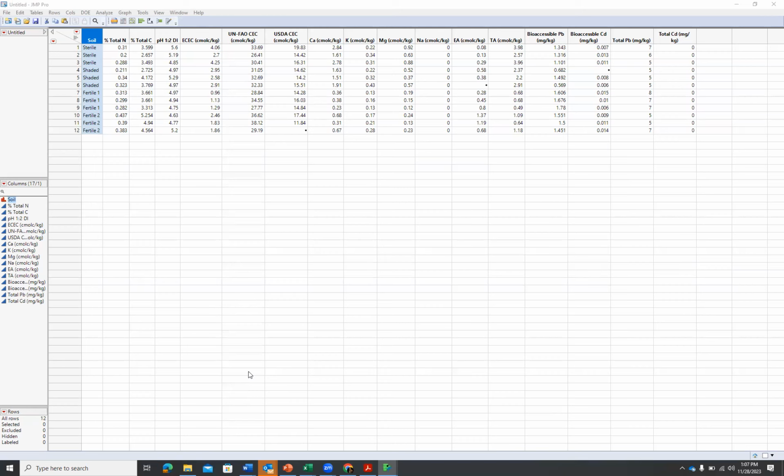So what we want to do is visualize our data. And so we're going to use the Graph Builder tool to do that. We're just looking for a correlation between soil as our independent variable, and then we're going to look at any of these other soil health, soil quality variables to see if any of them are indicative of what the farmer is identifying as fertile, shaded, or sterile.